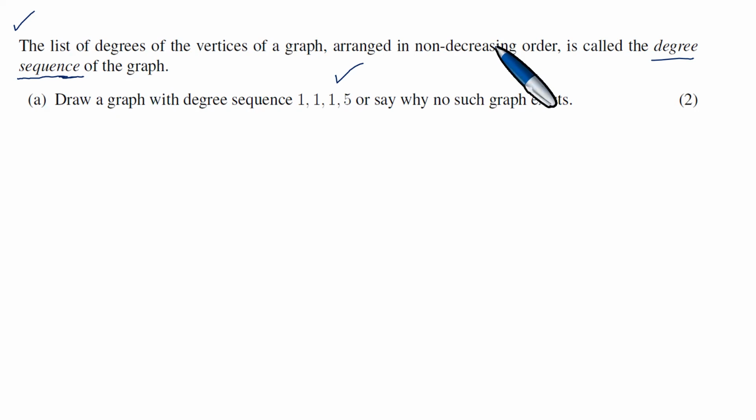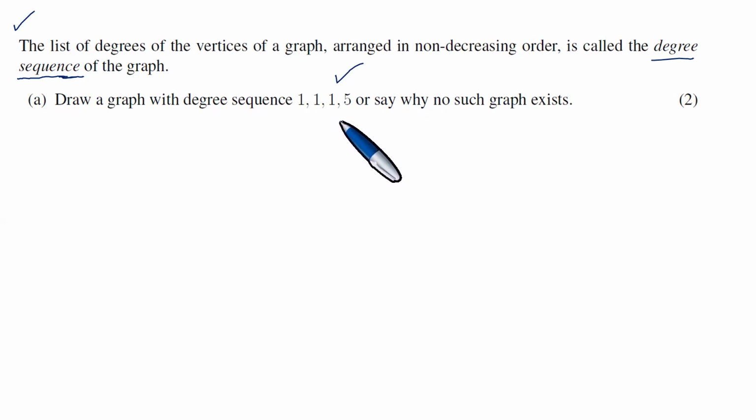Non-decreasing. So what does it mean to say non-decreasing? Is it the same as saying increasing order? Obviously not, because non-decreasing would mean it can be uniform. Like in this case, it can be vertices of degree one only. You can learn this, but no one is going to ask you to define anything. We don't ask in this module; you're not asked to define things, but you're asked to apply the definitions to situations. So the list of the degrees of the vertices of a graph arranged in non-decreasing order is called a degree sequence of the graph.